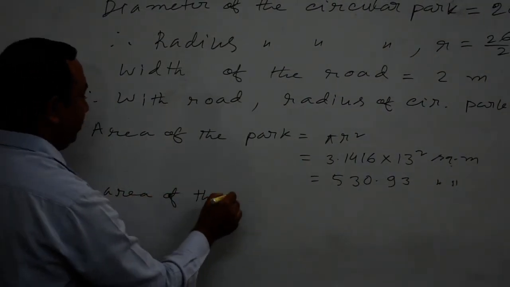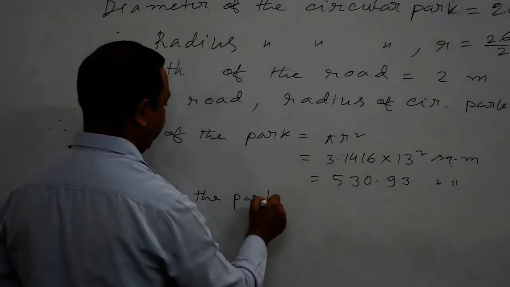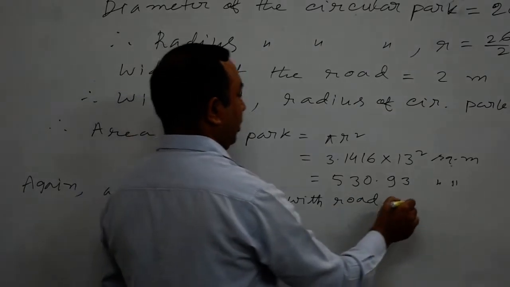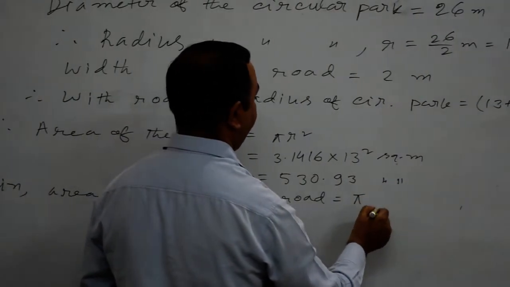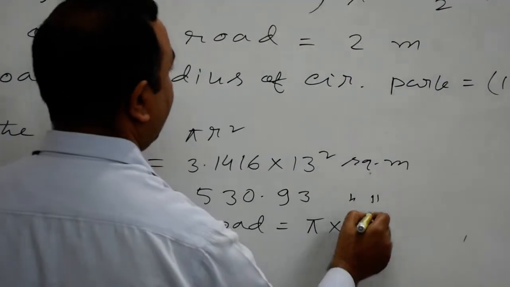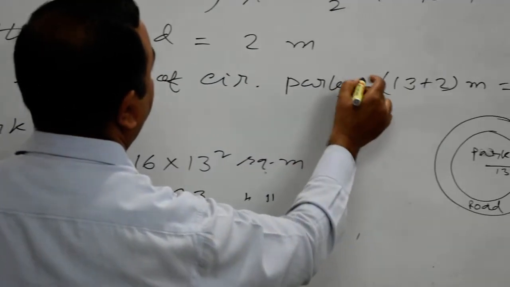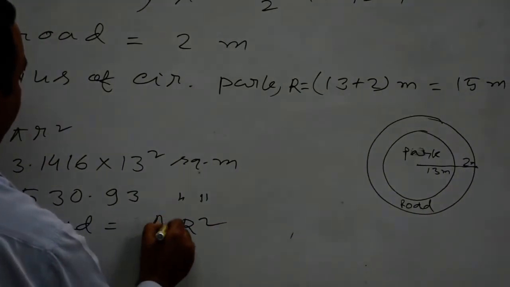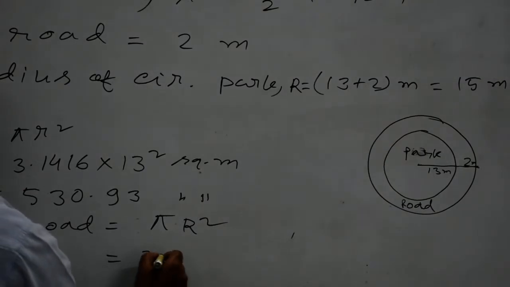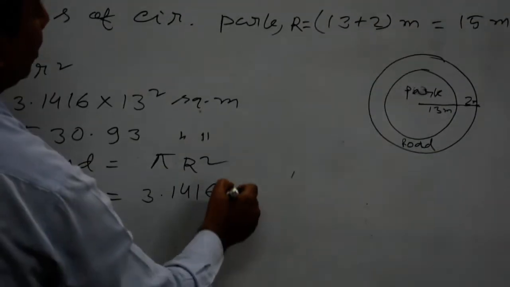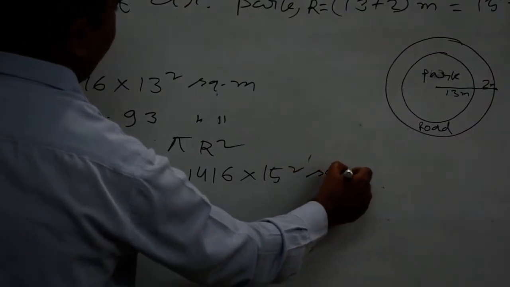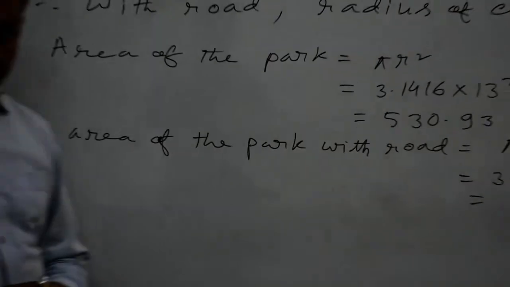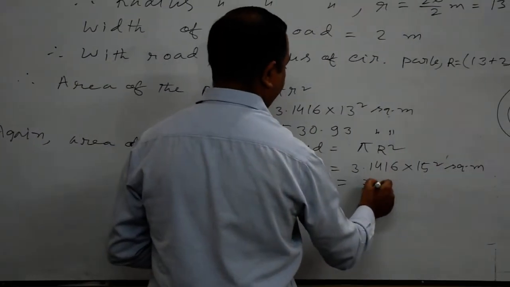Again, area of the park with road, you can indicate this by capital R, that is pi R square. You can substitute the values. R square means 15 square meter. So what will be the result? 706.86 approximately.